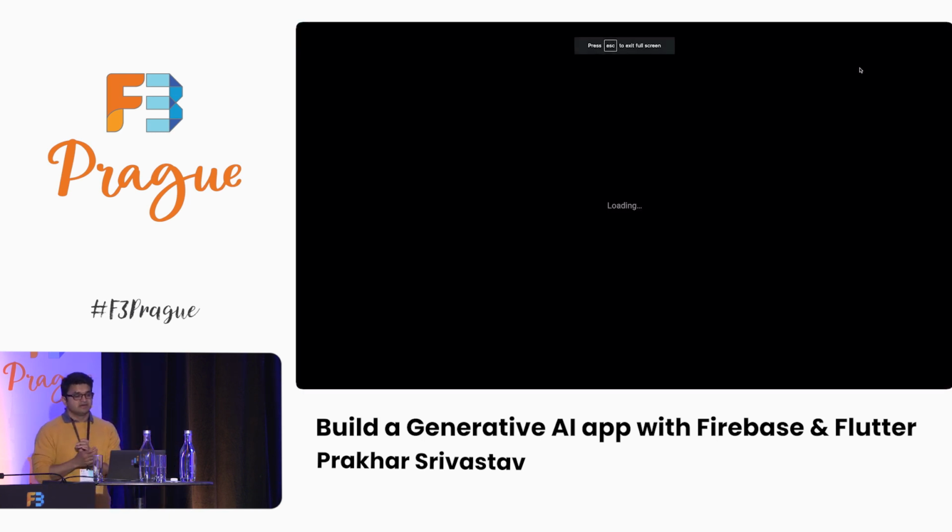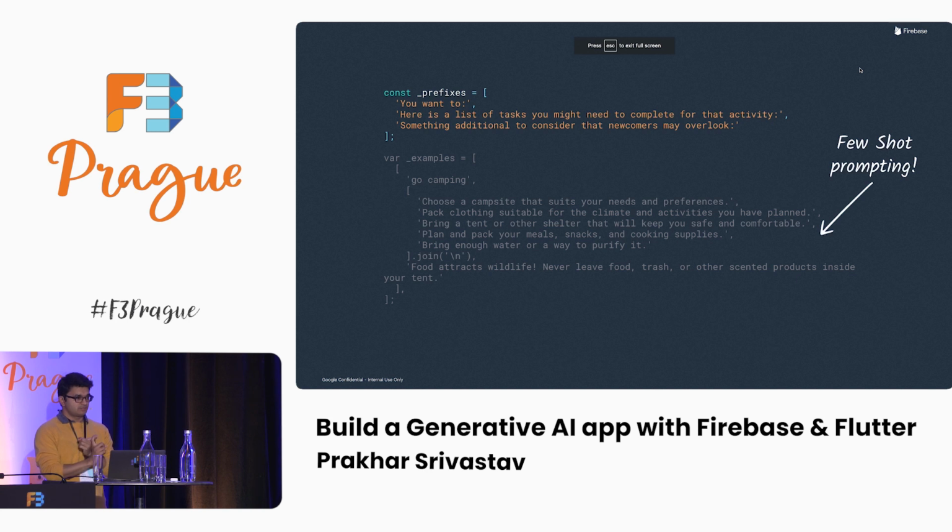Now, like I said, there's two ways: zero-shot prompting and few-shot prompting. In this case, we'll use few-shot prompting. What does few-shot prompting mean? Give some examples to the model so that it can perform better, so that it knows what to do.